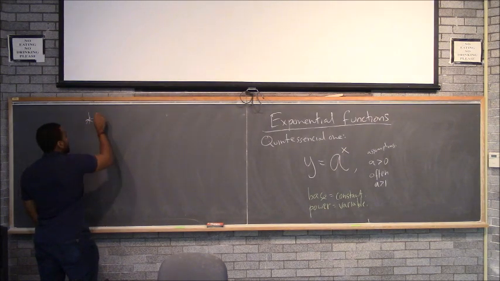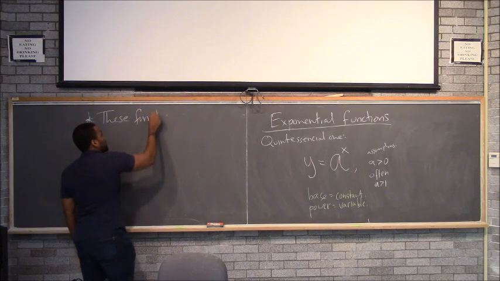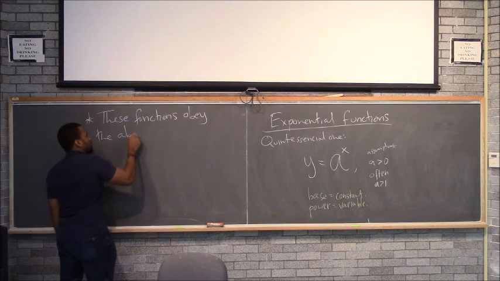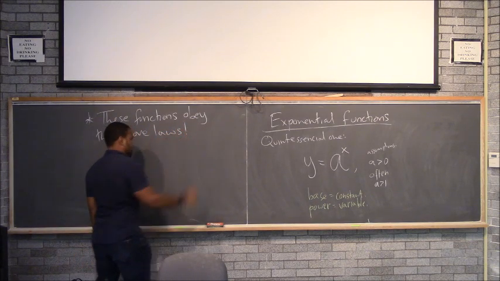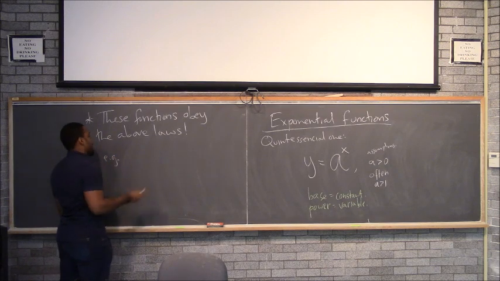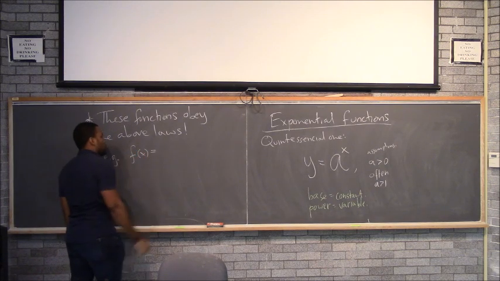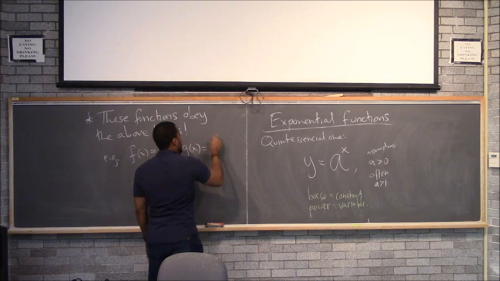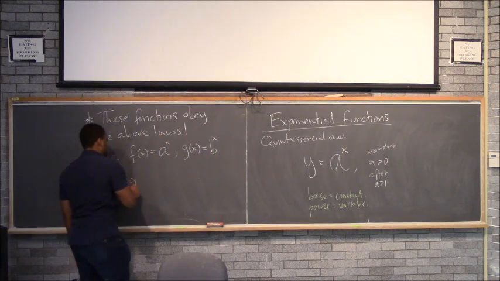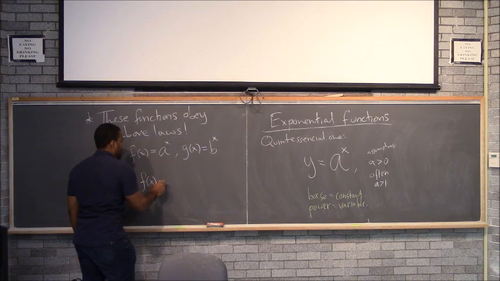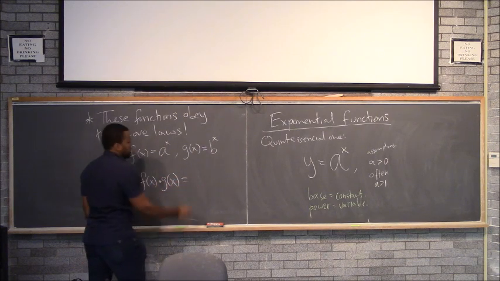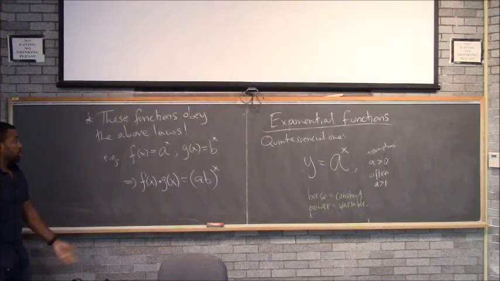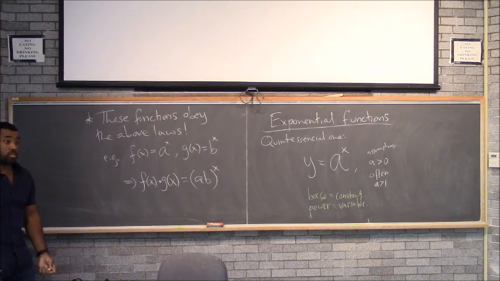I want you to also note these functions obey the above laws. So, for example, if I have f of x equals, say, a to the x, and I have g of x equals b to the x, then if I think of what the multiplication function would look like, well, it's going to be a times b all to the x, right? You can actually apply the laws of exponents on the function level. So that's the first thing I want you to know. Laws of exponents will work with the functions also.